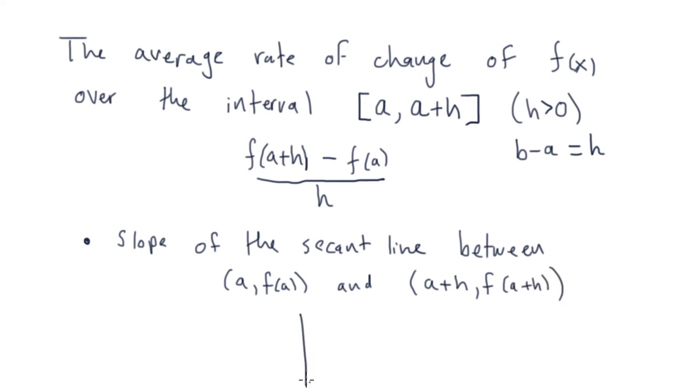And of course we have this nice picture of the secant line. So we have the function f of x, and then the secant line. So this is a, and over here is a plus h. Then the secant line just connects these 2 points.